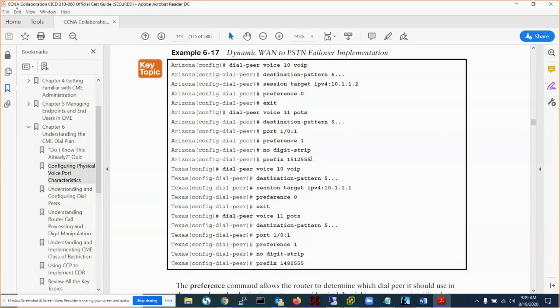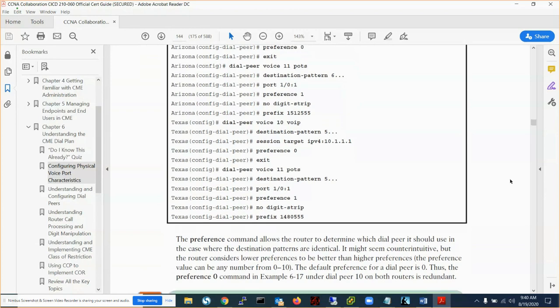And then like I was saying before, the user wouldn't know. The user calls 6000, for example. The 1 is down, the system realizes that, and it will prefix this number onto the 6000, and it will go over the PSTN. But like I say, you cannot send just 6000 over the PSTN. You have to give it a PSTN number. Makes sense, right? So that's how prefix works.